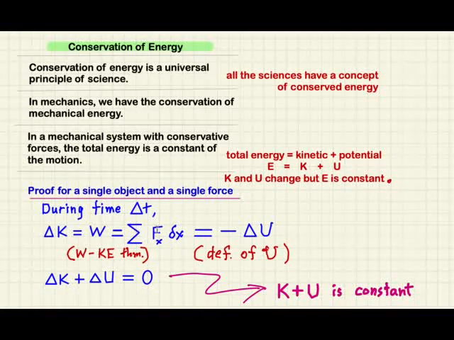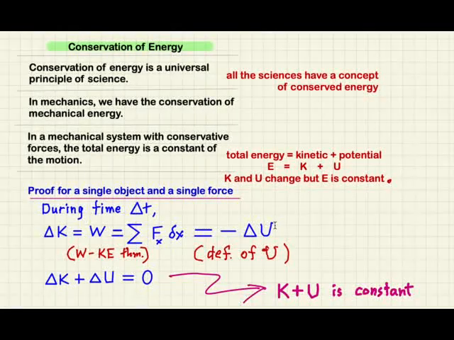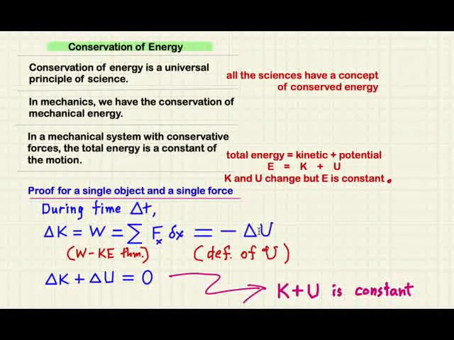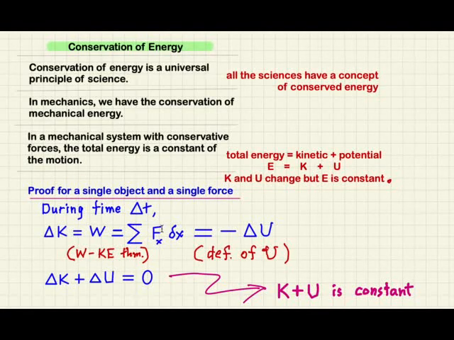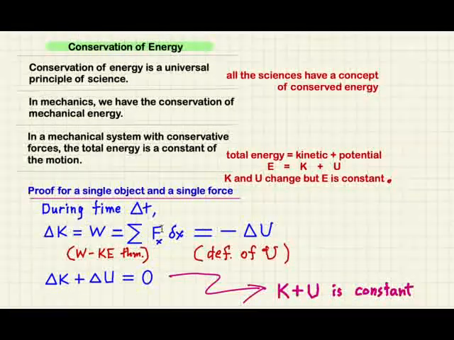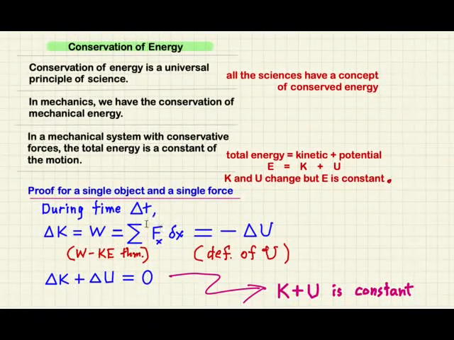Now, the sum of f of x delta x is equal to the negative of the change of potential energy. That's the definition of potential energy. The force is the negative of the change in potential energy per unit of distance. So if I add up all force times distances, I get the overall change in potential energy, the negative, because force is minus the rate of change of potential energy.